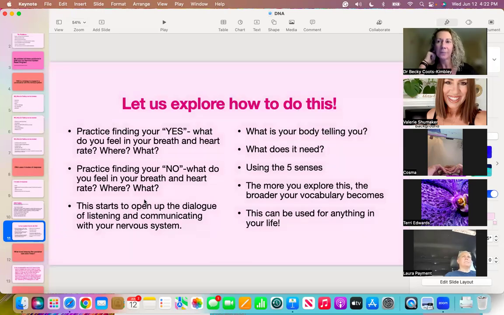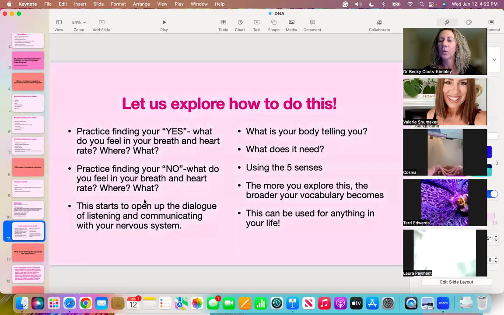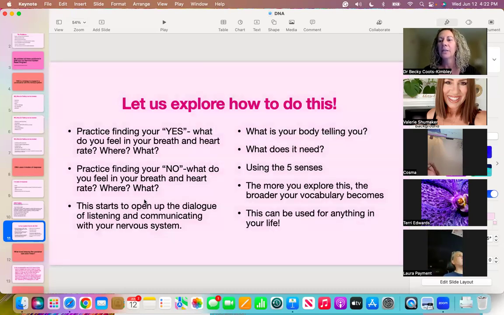Now, on the flip side, we're going to find our no. Finding no is usually pretty easy for people because I want you to think of something that makes you upset or angry. Maybe someone just pulled out in front of you. How does that make your body feel? What does your heart rate do? And what does your breathing do? Take a couple minutes to check in with that. Notice what your body physically and physiologically is doing at that moment.